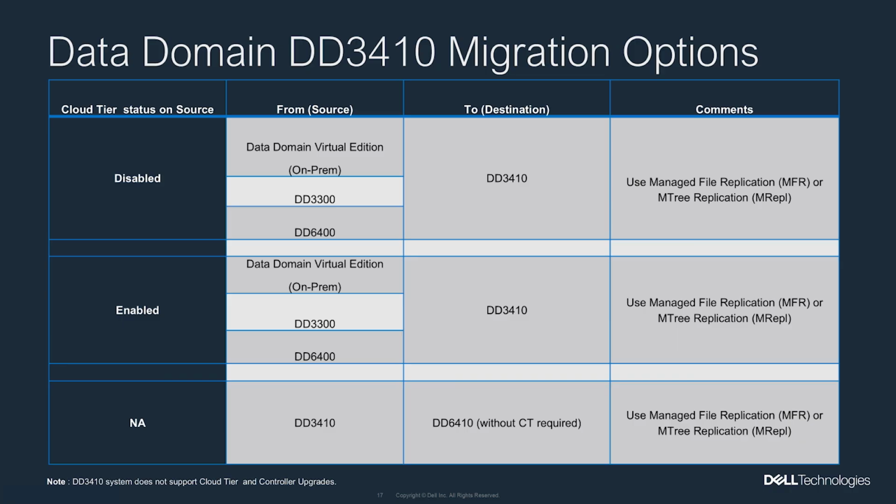Enterprises with low to mid-range Data Domain systems may undertake a technical refresh of their infrastructure using the Dell PowerProtect Data Domain DD3410. To migrate the data to the Data Domain DD3410, one can use managed file replication if a backup application such as PowerProtect Data Manager is involved, or identify trees that require migration and use the MTree replication method. Note, the Data Domain DD3410 does not support cloud tier and controller upgrade. However, its data can be migrated to DD6410 using replication.